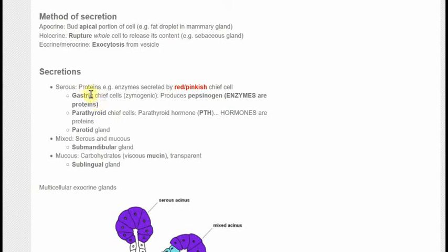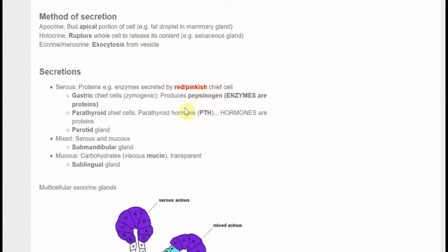Serous glands tend to be secreted by chief cells, which are colored red or pink. They can be found in the gastric area, and the parathyroid area, and the parotid gland. So the P's: parathyroid, parotid, and peptic.